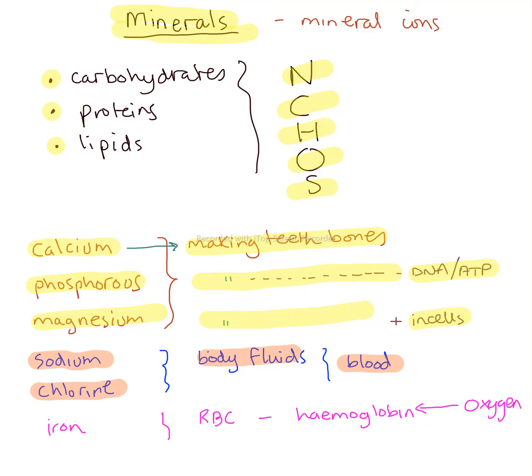And the one that we're most familiar with normally is iron. Why do we need iron? Because it helps in red blood cell manufacture, or making red blood cells, in particular the molecule called hemoglobin, because oxygen attaches itself to that and then the blood carries it around the body for cells to use.